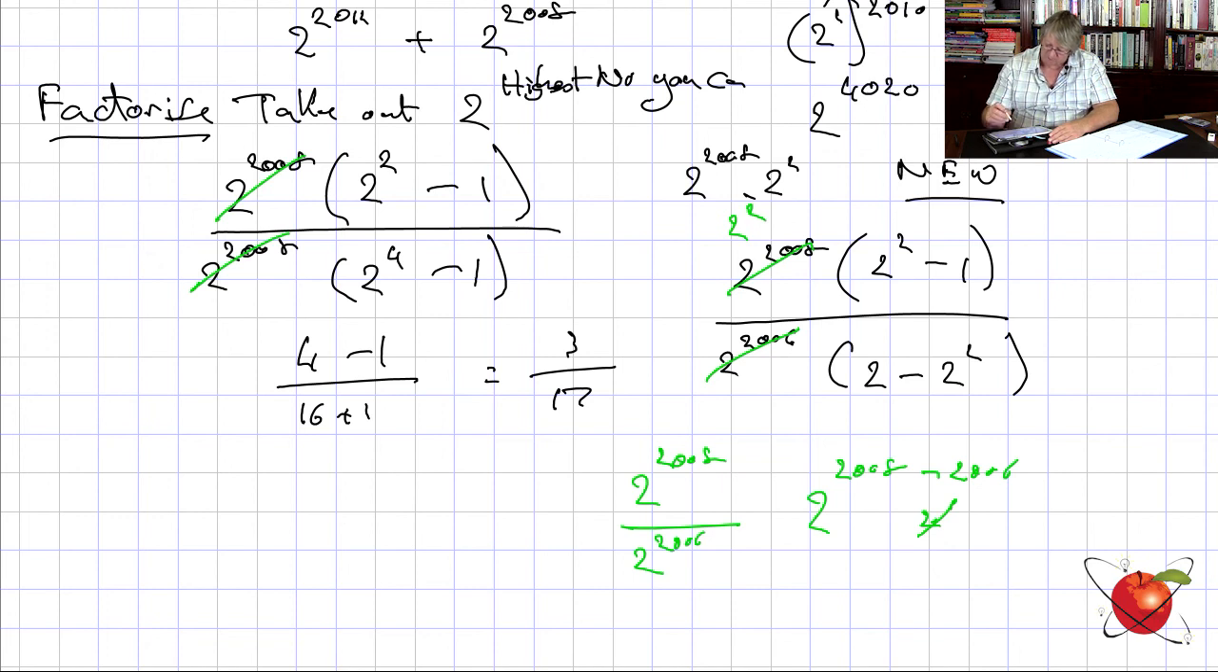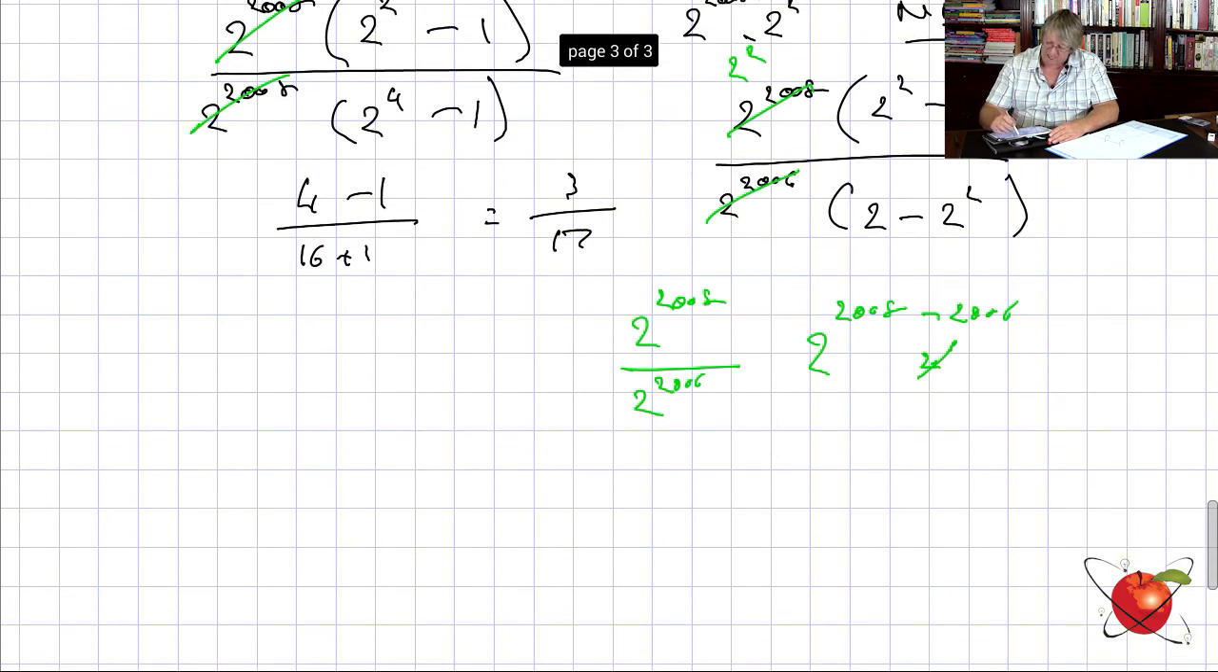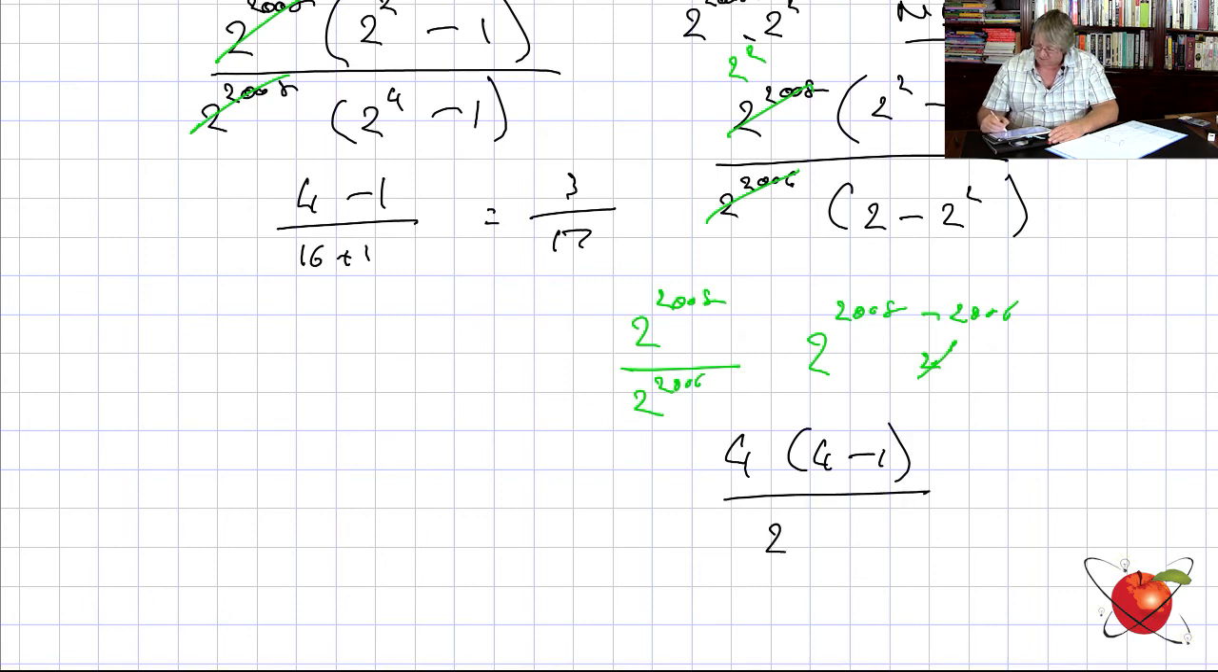Then what do I do now? All right, I can go ahead and work it out. Well, that is 4, and in brackets is 4 minus 1, and at the bottom is 2 minus 4. And the answer is going to be 3 times 4 is 12 over minus 2, which gives my answer of minus 6. That's what happens with those.